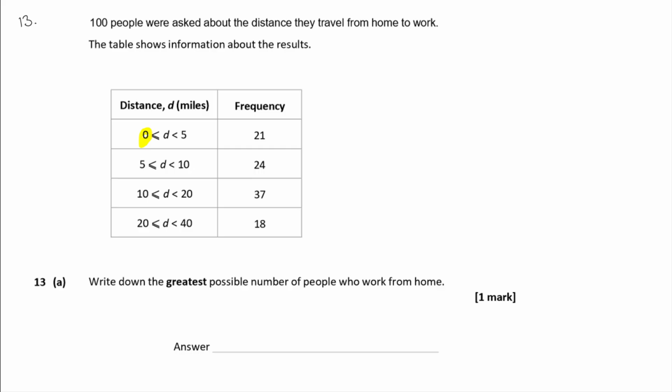Unfortunately, this 0 to 5 category includes people who also live within 5 miles of their work, so not super helpful. But the greatest possible number of people who work from home, well, it could be 21, couldn't it? All of those people in the 0 to 5 category could actually be working from home and be 0 miles from home. It could actually be none of them either as well, but the greatest possible number is 21.